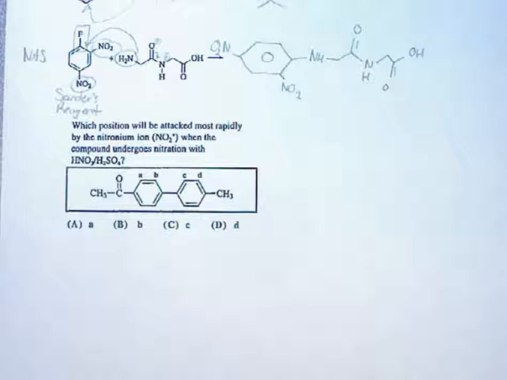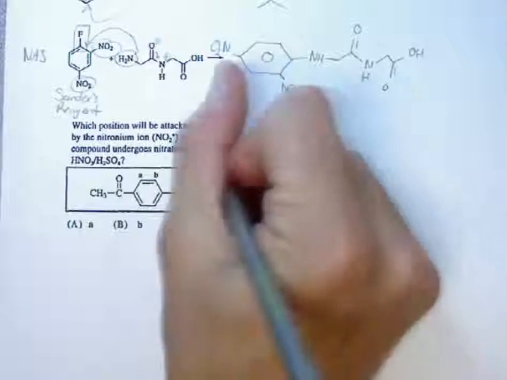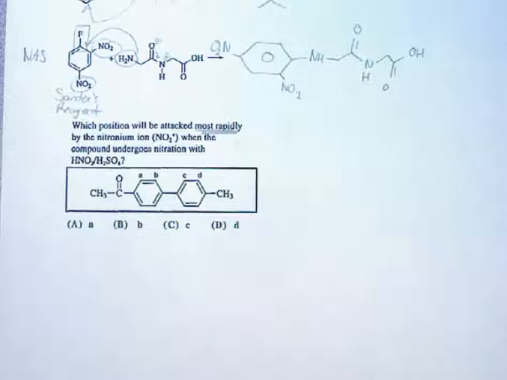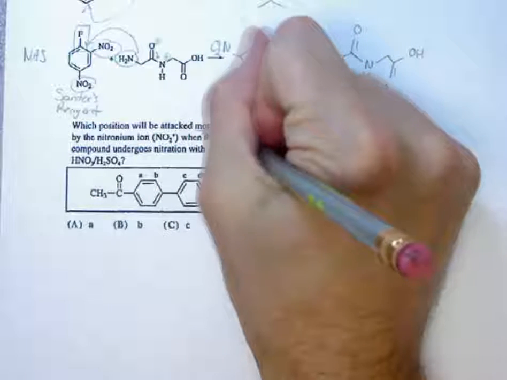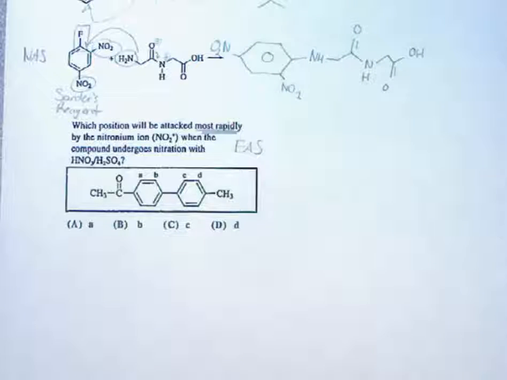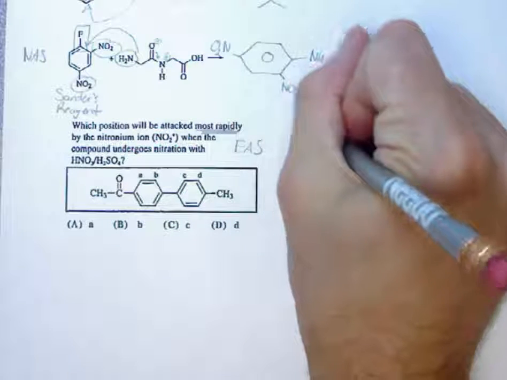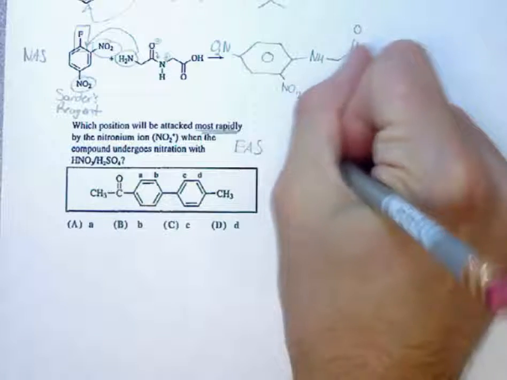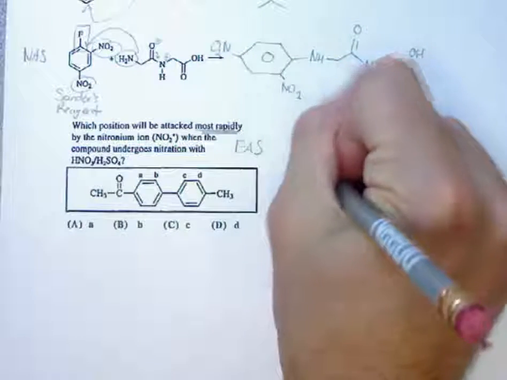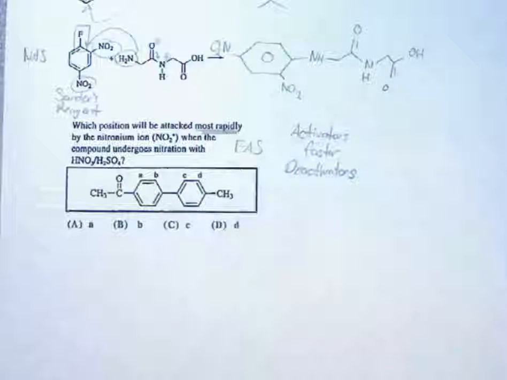For the last one, we have to determine which position will be attacked most rapidly by a nitronium ion with a nitration reaction. We know this is going to be electrophilic aromatic substitution. And we know that activators are going to be faster than deactivators. Therefore, we will pick an activator over a deactivator.